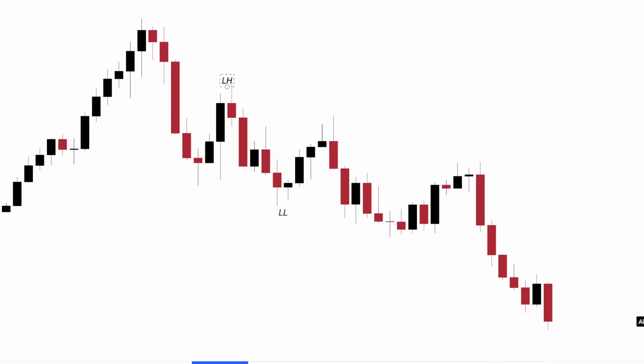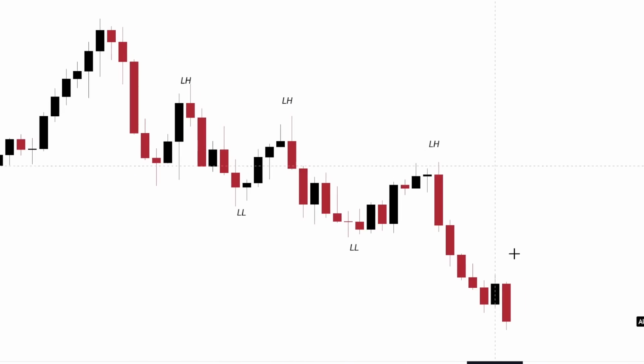So the way you could use this information is to determine the trend. So as you can see here, you have your lower high and here you have your lower low. So now you have another lower high and another lower low. You have another lower high. You can expect another lower low to be made.